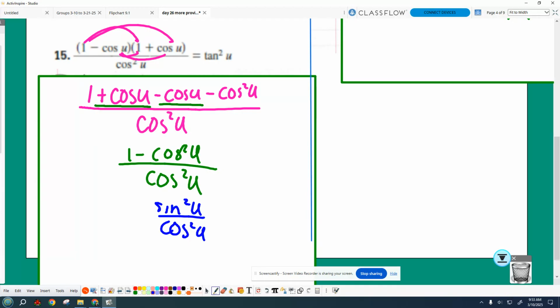And Laura, we're trying to get to the other side. What is sine over cosine? If you need help, look at the other side. What do you think it's gonna be? It's gonna be tangent. Sine over cosine is tangent. These guys were squared, so it's squared. So we have the proof.